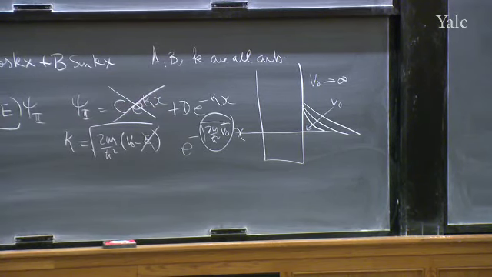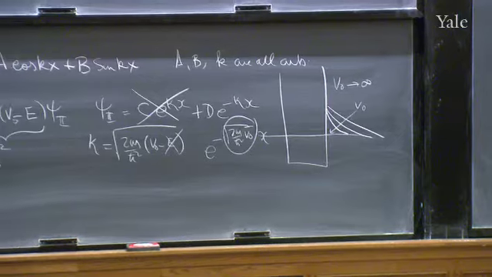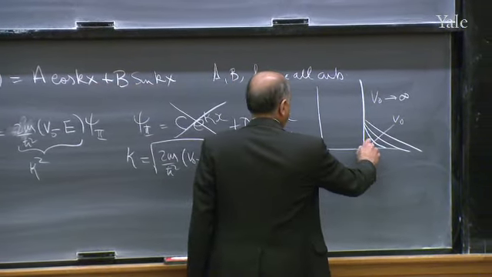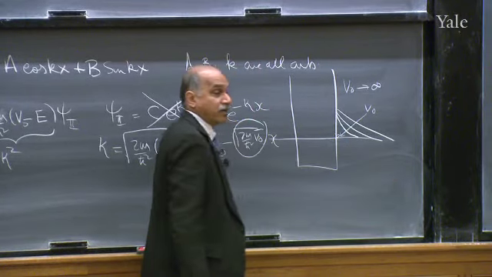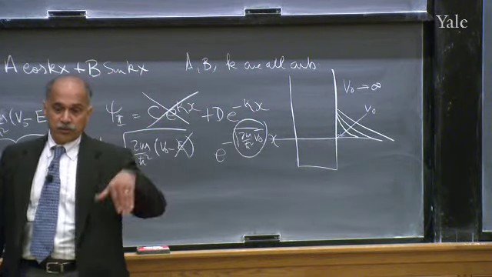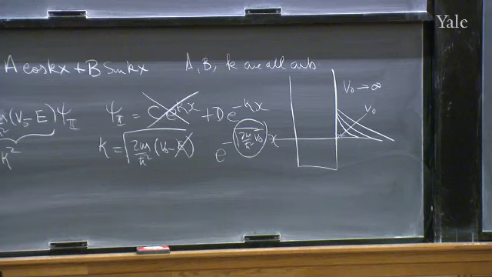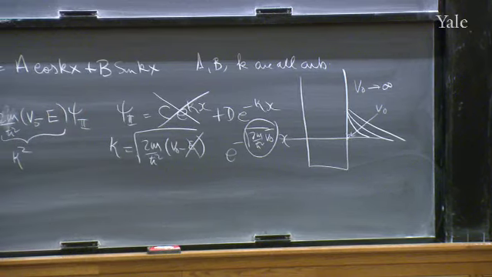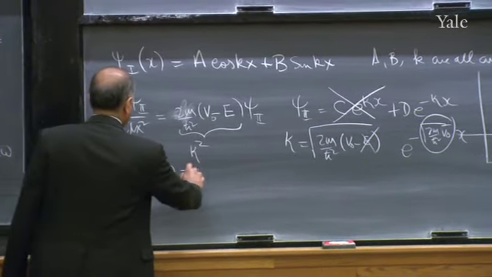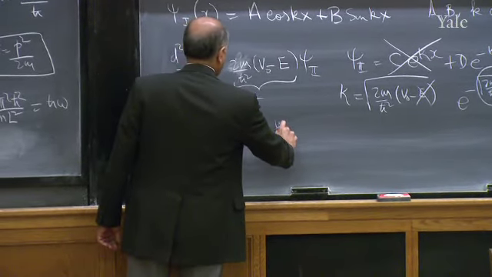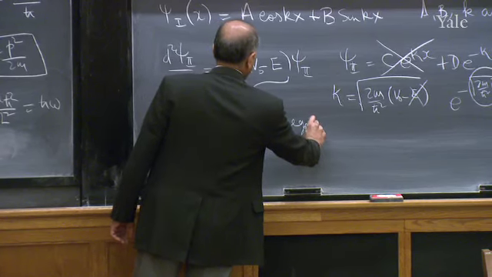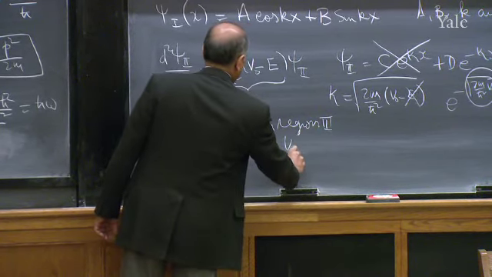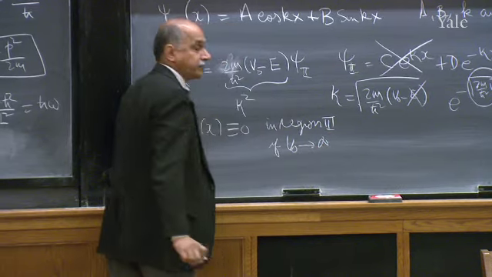You follow that? And eventually, when v0 goes to infinity, it just doesn't have a life outside, it just vanishes immediately. Whatever you start with goes to 0 immediately. That basically means psi 2 of x is just 0 in region 3 if v0 goes to infinity.